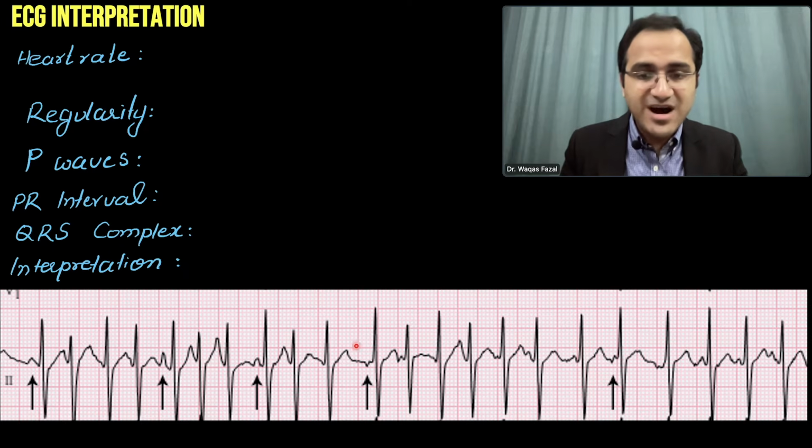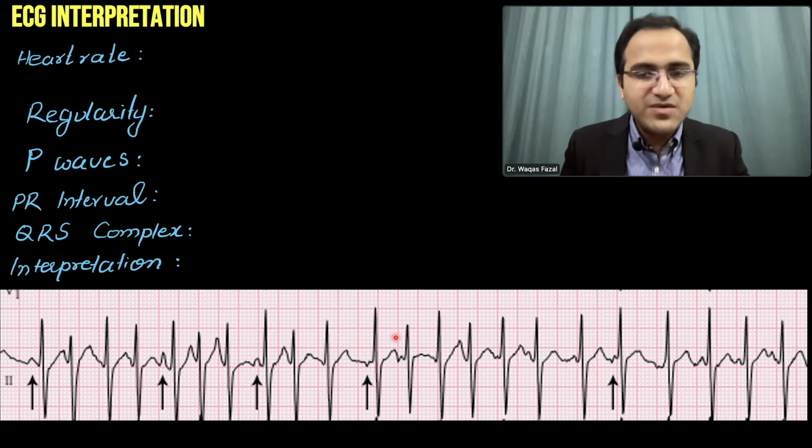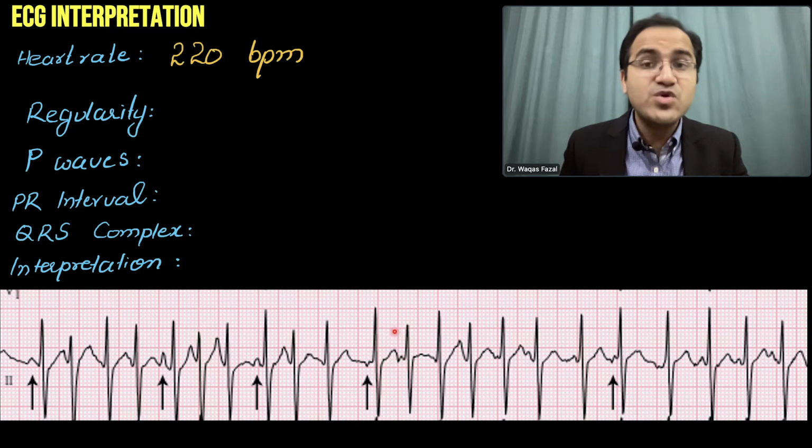Now let's calculate the heart rate. In the wider interval, we have more than two large boxes, so it's almost 300, 150, 140. So the lower end of the heart rate is around 140, and somewhere it's very fast. It's almost equal to 300 over almost 1.5 boxes. So it's 220. So it is 140 to 220 beats per minute.